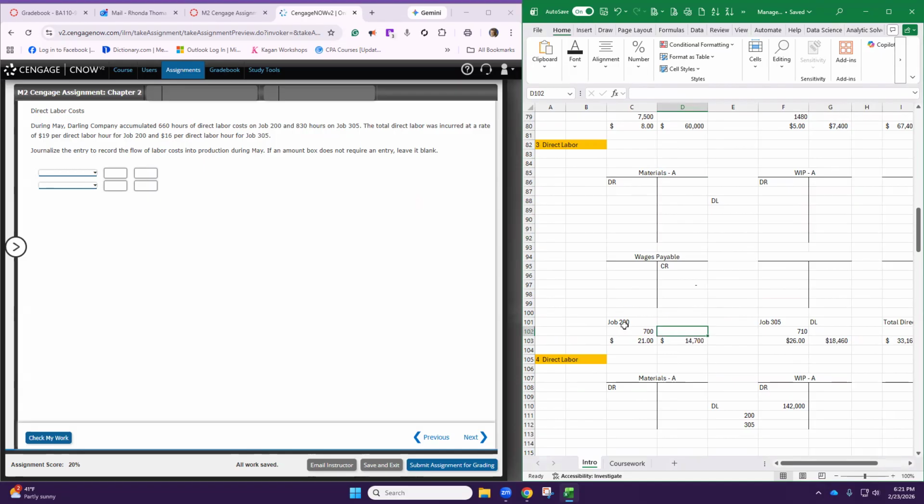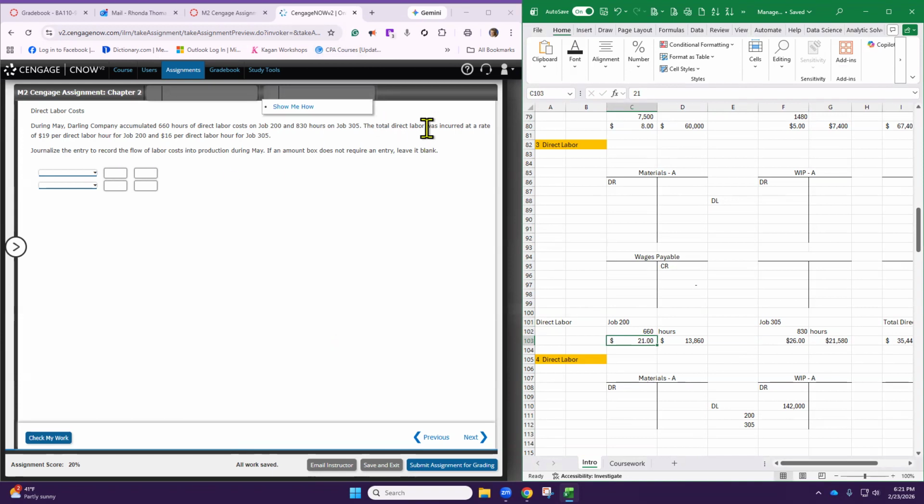Be sure to label them, kind of like we labeled units for materials. So we've got 660 and 830. These are hours, because that's how direct labor is calculated most of the time. Once again, I'm going to put direct labor. Then we have a rate.